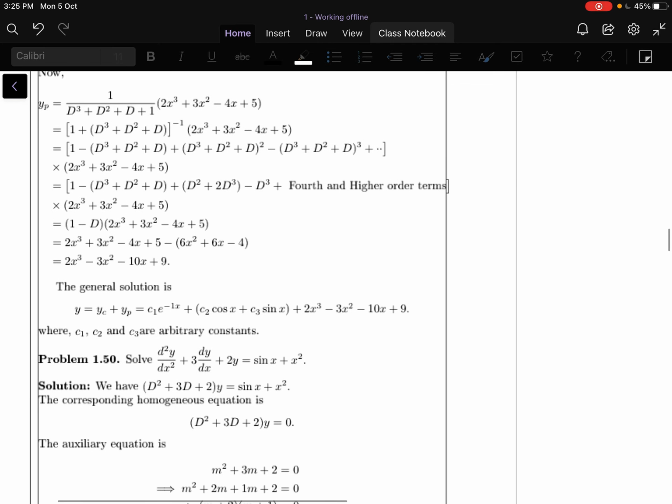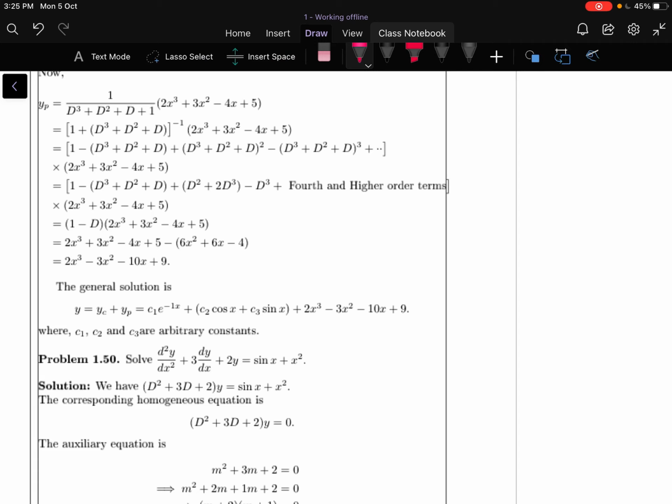Now let us find out the yp, particular integral. So yp is equal to 1 by f of d, r of x. f of d is equal to d cube plus d square plus d plus 1, and r of x is a third degree polynomial. So this can be expanded: you should write 1 plus a polynomial in d. I can take 1 plus x, where this whole term is x. You know 1 plus x to the power of minus 1 expansion can be written as 1 minus x plus x square minus x cube and so on.